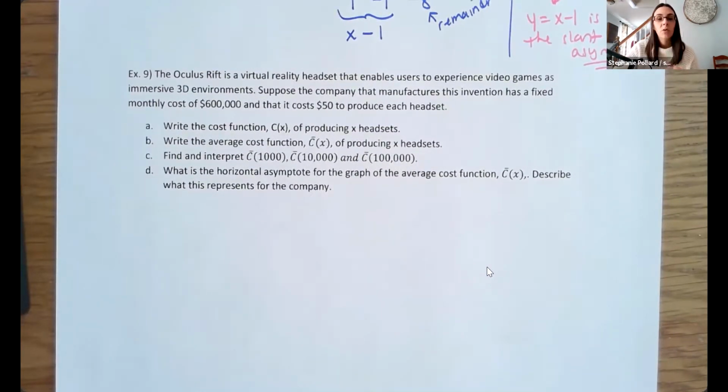So there is a virtual reality headset that enables users to experience video games as an immersive, like 3D environment. So it feels like you're actually there. And we're going to talk a little bit more about this. And I believe there's more information at the start of the chapter as well, if you want to read more about it. So let's suppose the company that manufactures this invention has a fixed monthly cost of $600,000, and that it also costs $50 to produce each headset.